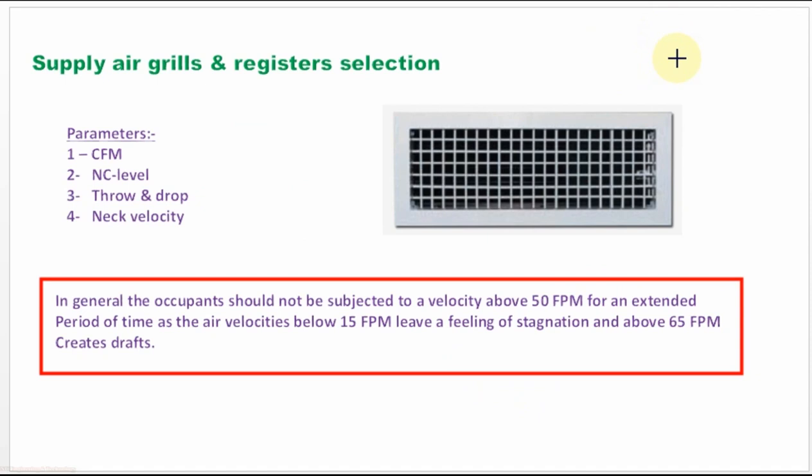When we are doing selection of grill and register, we should remember, in general, the occupant should not be subjected to a velocity above 50 fpm for an extended period of time, as air velocities below 15 fpm leave a feeling of stagnation and a velocity above 65 fpm creates drafts.